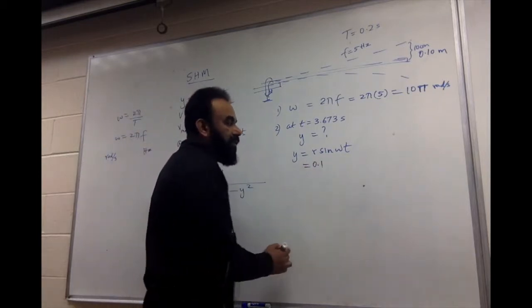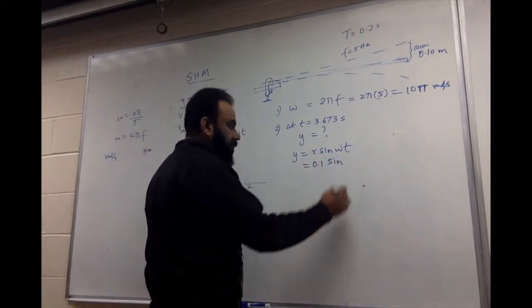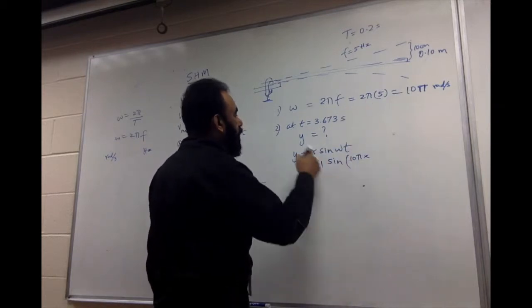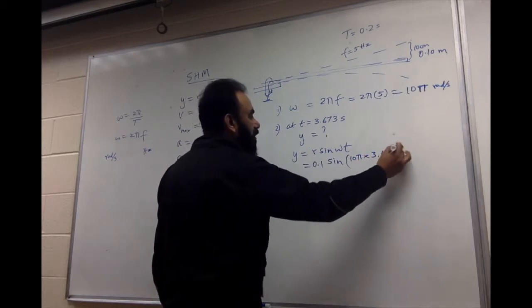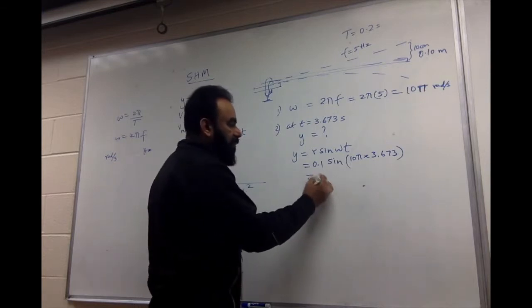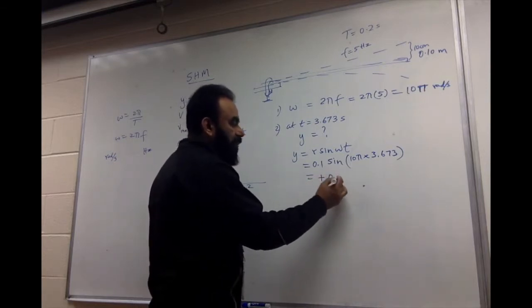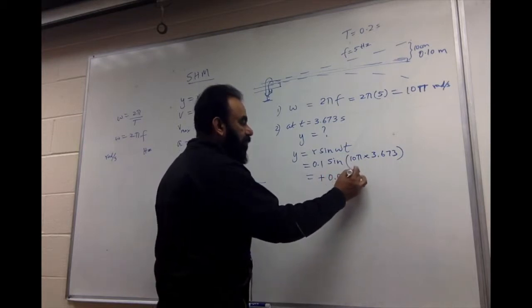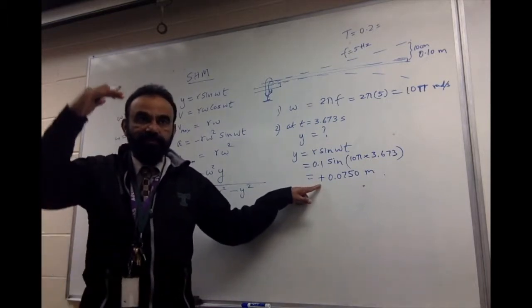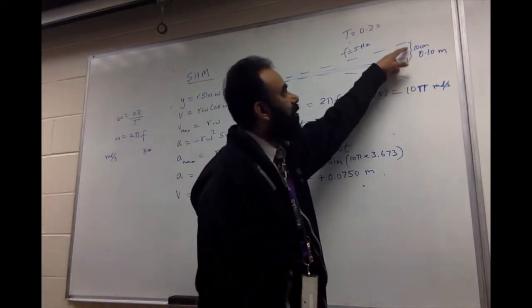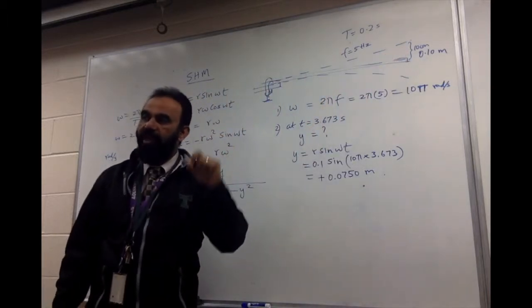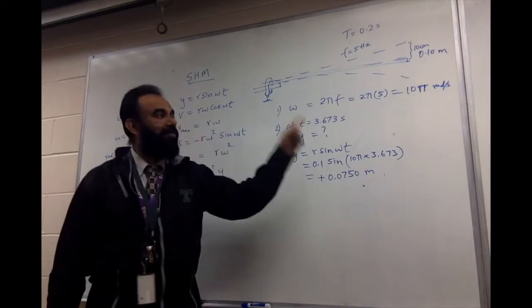So 0.1 meters times sine of omega, 10 pi, times t, 3.673 seconds. And if you just work it out, you get, is it a positive answer? Yes. A positive answer, 0.0750 meters. So basically it is 7.5 centimeters positive. So where is it exactly? It could be somewhere there, right? So at this particular time, you're able to locate where the tip of the meter stick is.